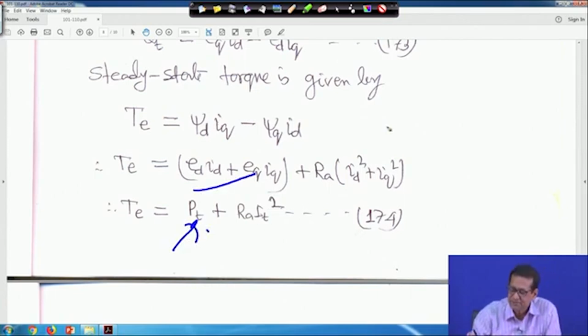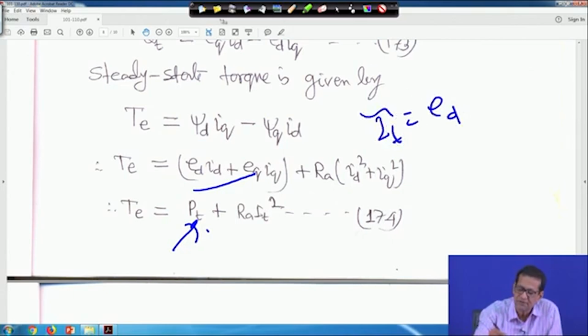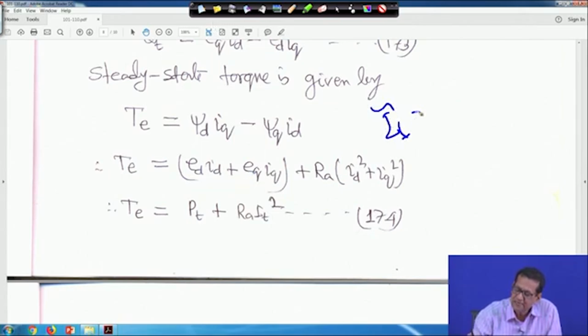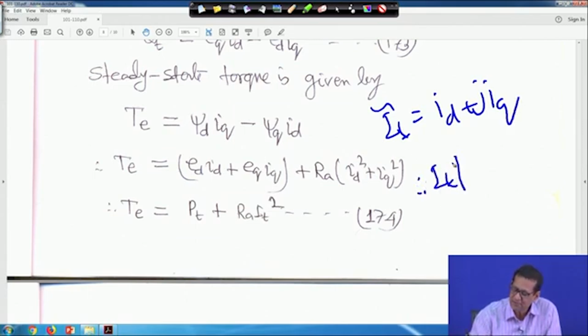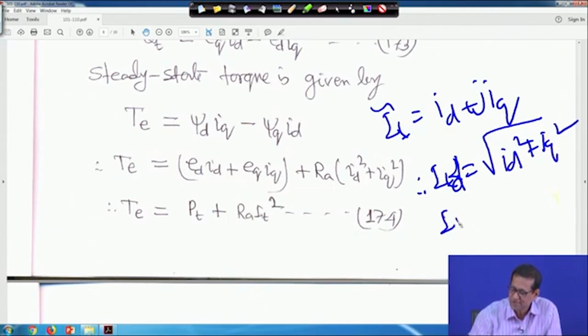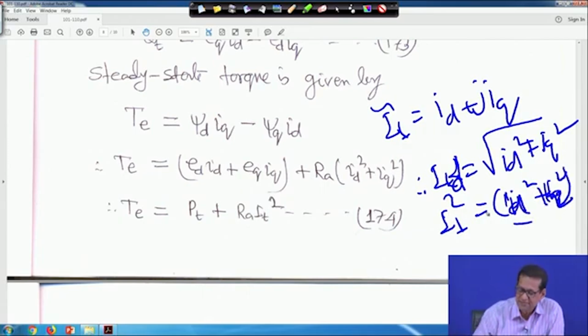Because It tilde is equal to Id plus jIq, therefore if I take the magnitude, my It square is equal to Id square plus Iq square. That is what is written here, Ra It square. This is your equation 174.